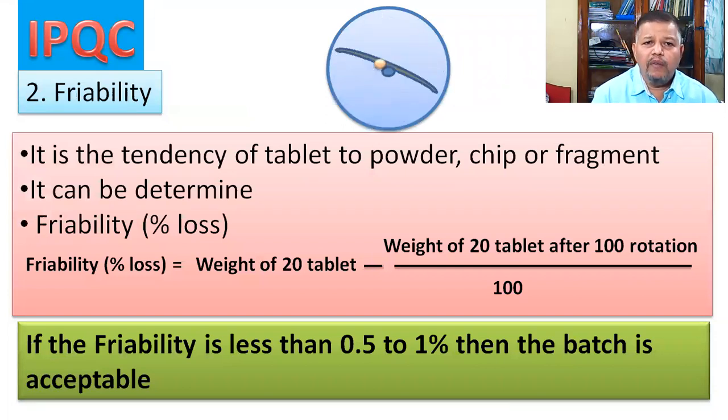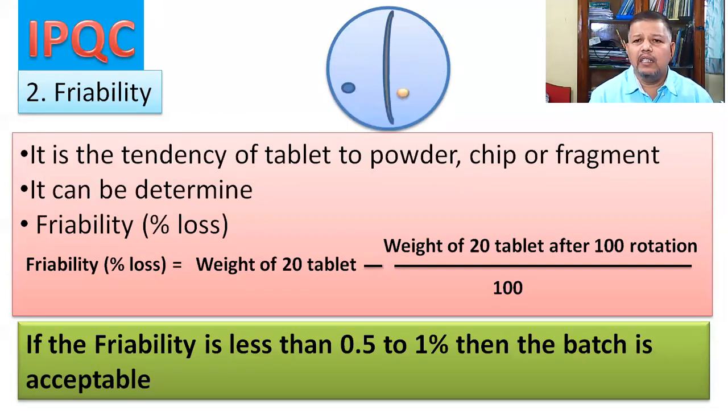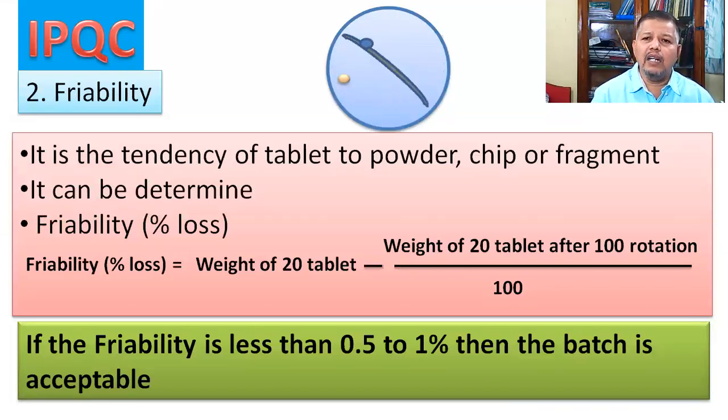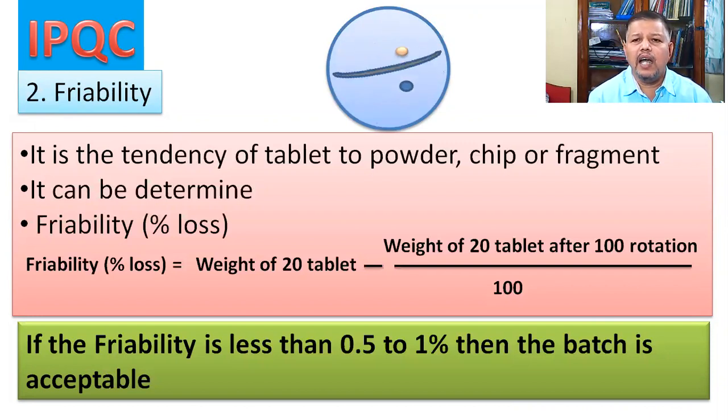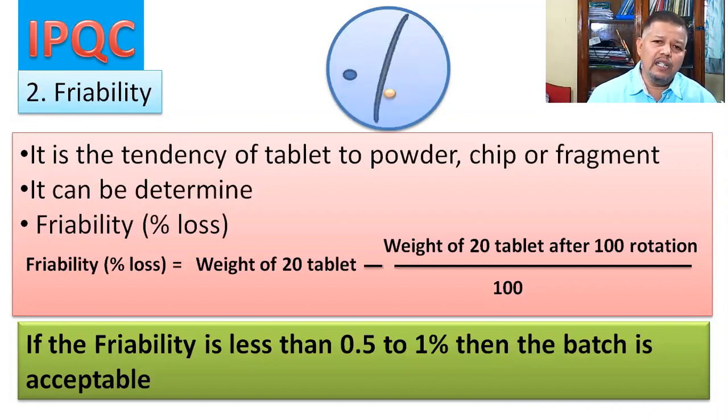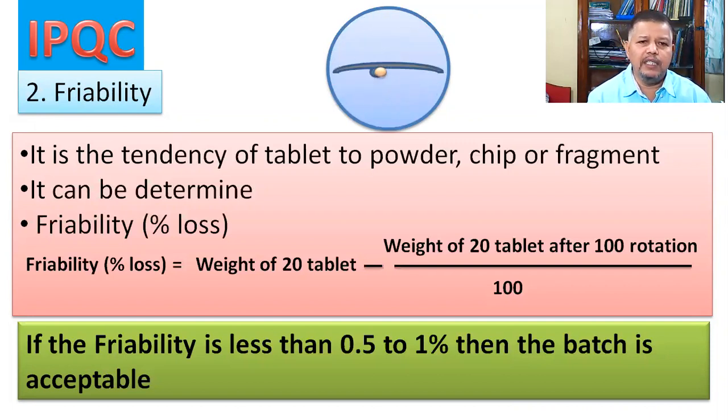Now friability. It is the tendency of a tablet to powder, chip, and fragment, and it can be determined. Under this friability test, the tablets are continuously moving under certain rotation, and we check how much material gets removed from the tablet. It is measured as a percentage loss. The formula is given here.